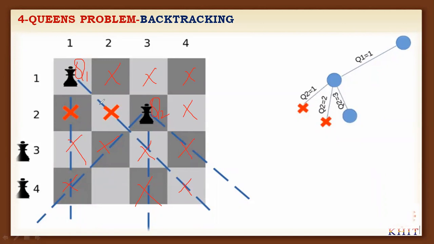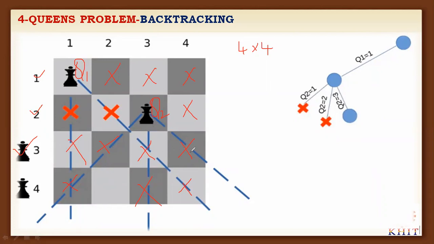Here the problem is I have already placed Q1 and Q2. These two queens are placed successfully on a 4 by 4 chessboard. Now I am planning to place the third queen. When I try to place the third queen on a 4 by 4 chessboard, what will happen?